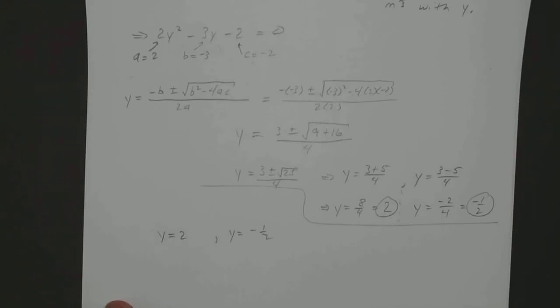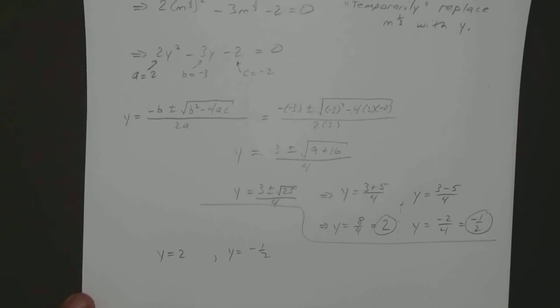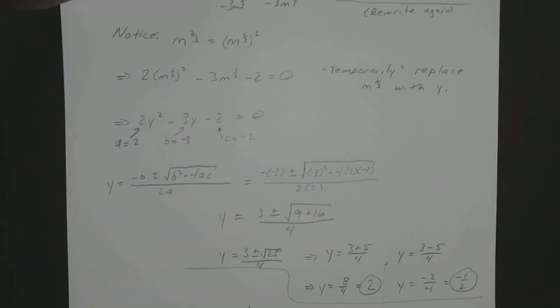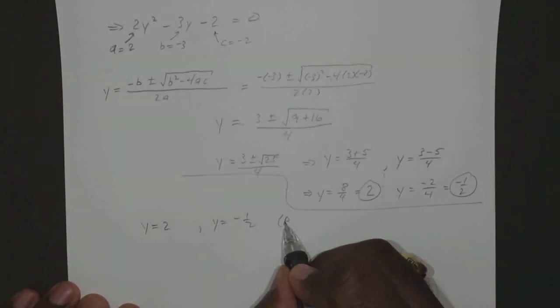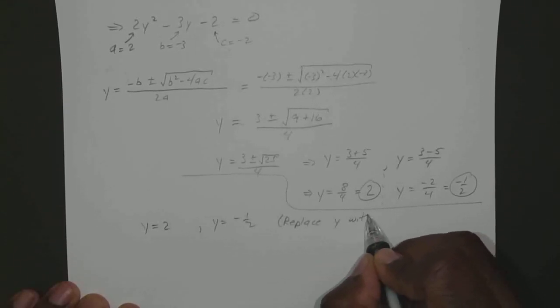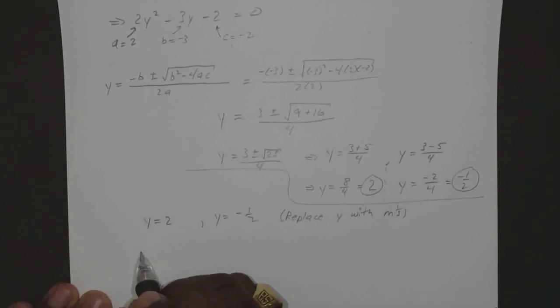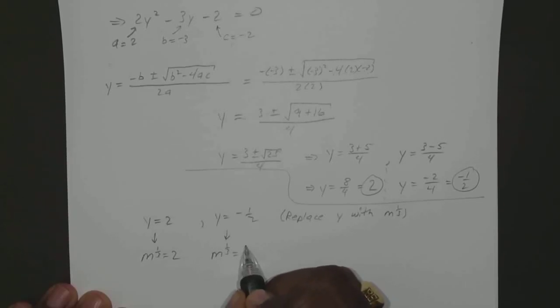Okay, so now just like before, we replace our y with what we replaced it with in the first place, which in this case is m to the 1/3 power. So replace y with m to the 1/3 power. So this becomes m to the 1/3 power equals 2. And this becomes m to the 1/3 power equals negative 1/2.